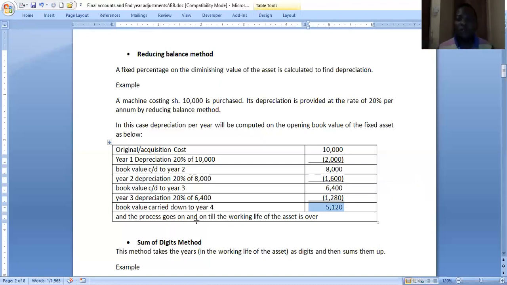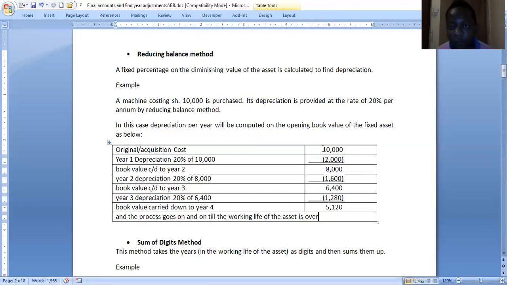And then the depreciation during the fourth year shall be equal to 20% of the value of the asset in the fourth year, which is, please use your calculator to determine that. And the process goes on and on that way. So you find that the amount of depreciation declines from 2000 to 1600 to 1280 to something small there, as the life of the asset progresses until its working life is over.